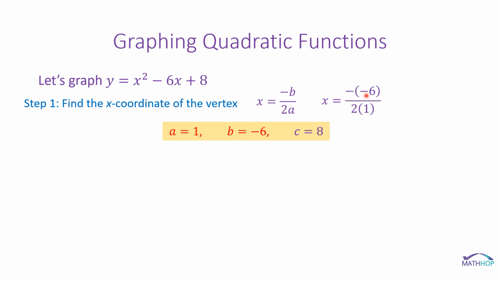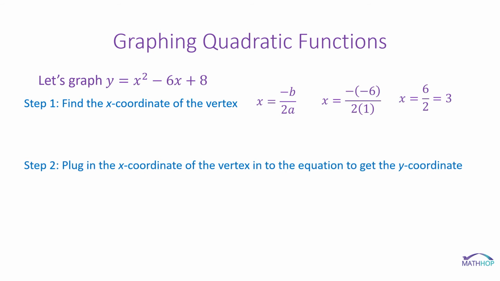Negative b means take the opposite. If it's positive, make it negative. If it's negative, make it positive. So we get a positive 6 divided by 2 times 1, which simply is 6 divided by 2, which we know is 3. Okay, that's just the x coordinate.